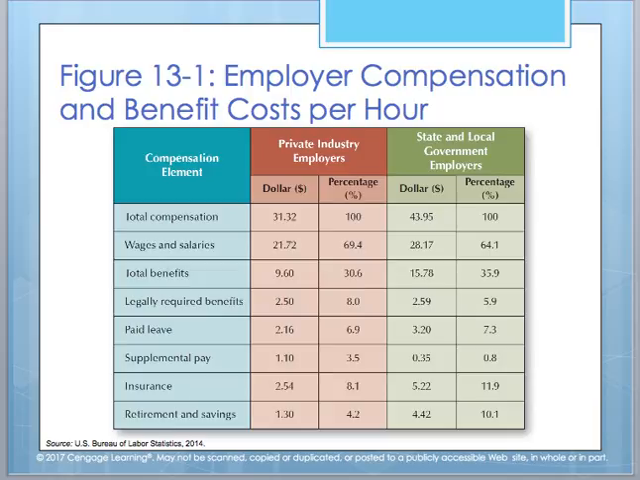When we look at compensation and benefit costs per hour of private industry versus state and local government employers, you can see the dollars spent versus the percentage of how much of the pie is being dedicated to that particular element. You can look at total compensation, total benefits, insurance, and you can see that your highest dollar amount comes from total compensation, wages, and salaries.